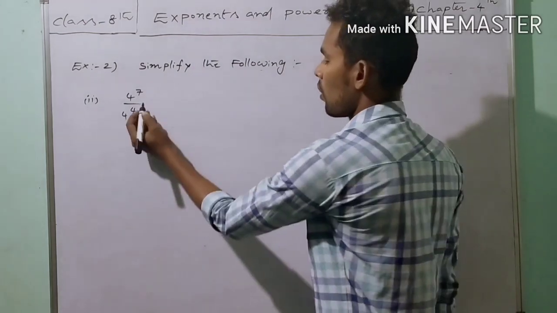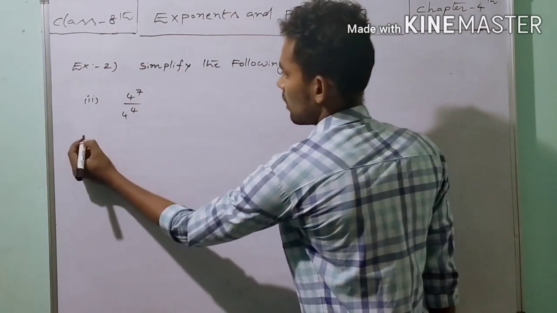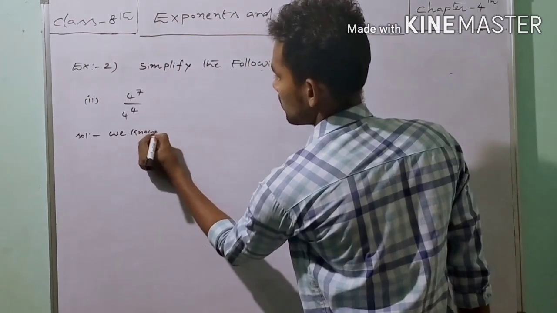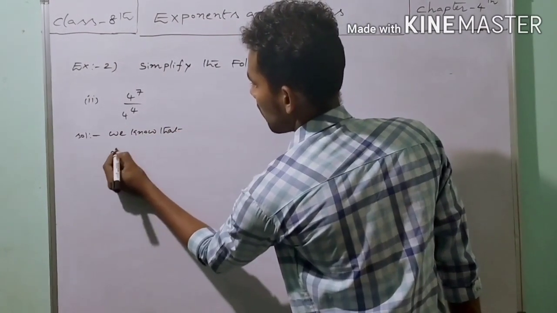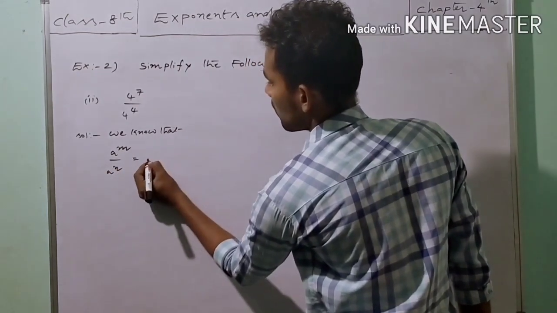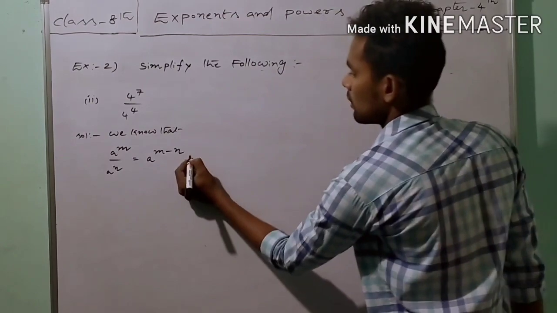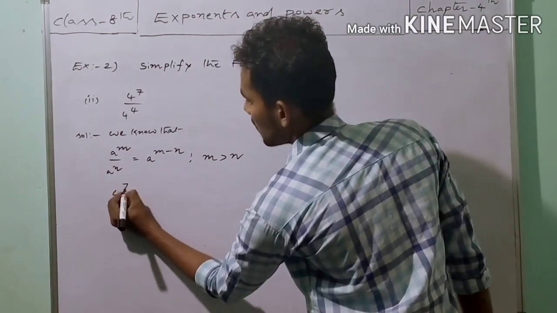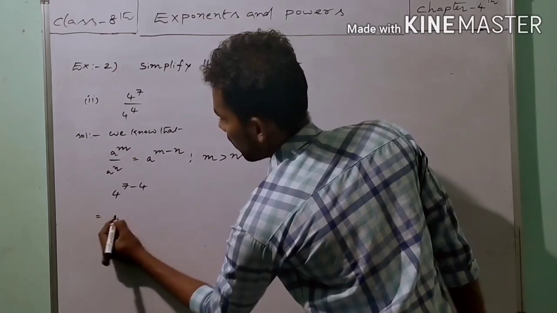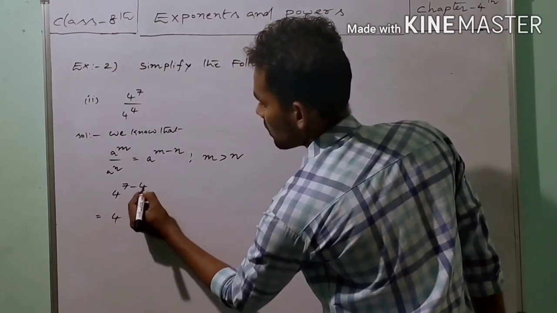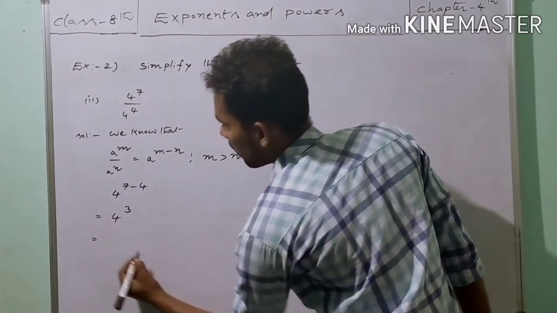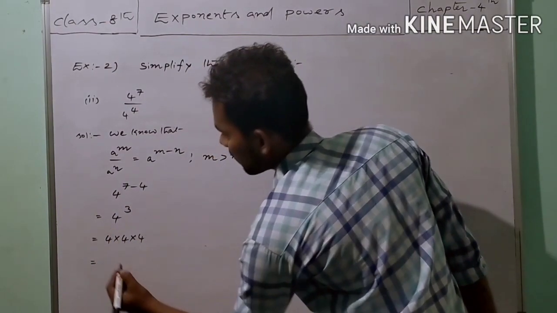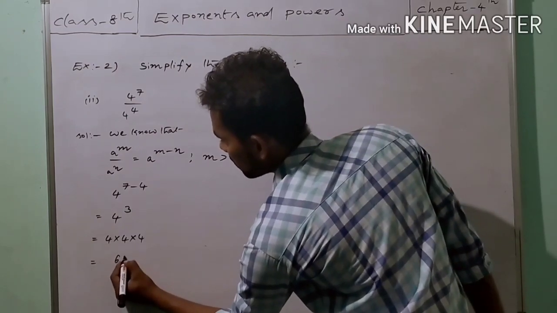Second question: 4 power of 7 by 4 power of 4. Solution: we know that a power of m by a power of n equals a power of m minus n, where m is greater than n. 4 power of 7 minus 4 equals 4 power of 3, equals 4 into 4 into 4. 4 fours are 16, 16 fours are 64.